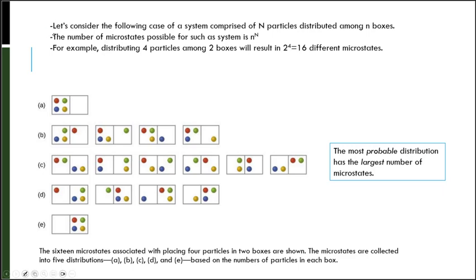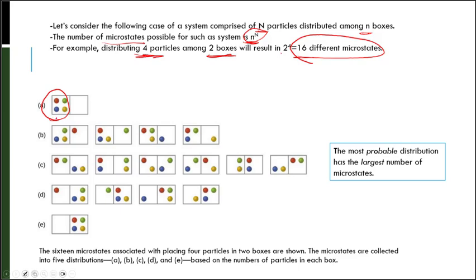Here's another example of microstates. Let's say that we have a system comprised of N particles distributed among n boxes. We can actually figure out the number of microstates possible by doing little n raised to the power of the big N. For example, if I want to distribute 4 particles among 2 boxes, 2 raised to the 4th power would give me 16 different microstates.